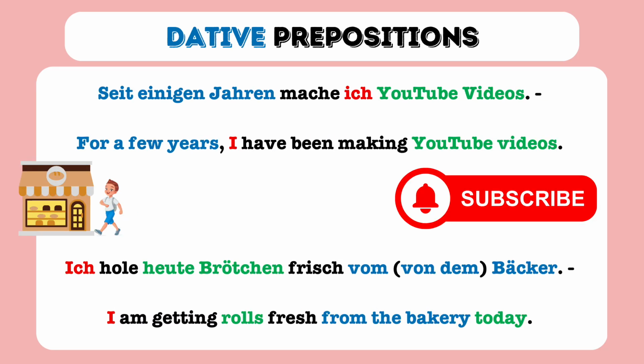Seit einigen Jahren mache ich YouTube-Videos. For a few years, I have been making YouTube videos. Seit is used for a period of time. Jahre, again, is the normal plural form of Jahr, but this sentence uses it in the dative plural, so we have einigen Jahren, with an n at the end of both of them for the dative plural.